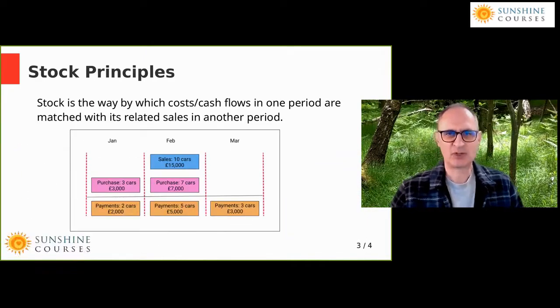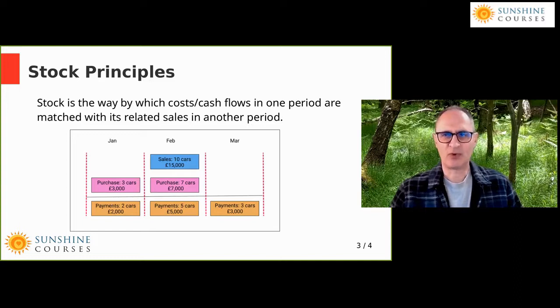So let's start with the stock principles. Stock, remember, is a balance sheet item, and the whole point of stock, as with all balance sheet items, is that it's a mechanism by which we move payments or costs in one accounting period, in which we incur the cost or we pay for it, into the period that relates to the sales.